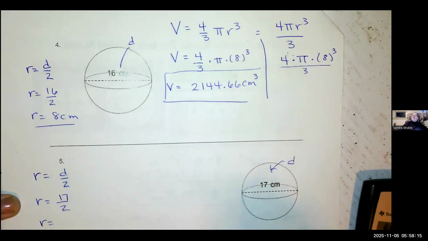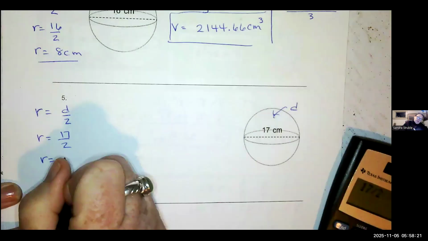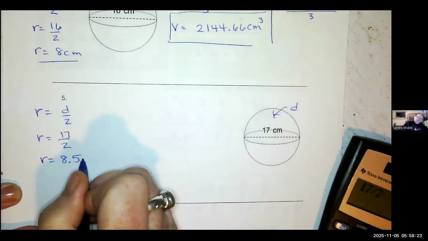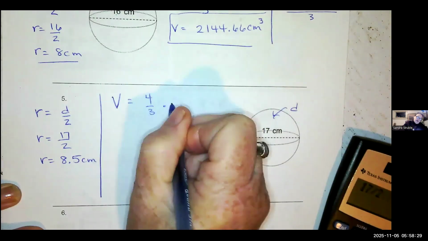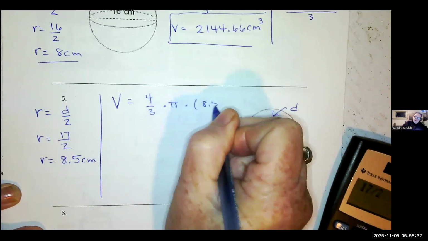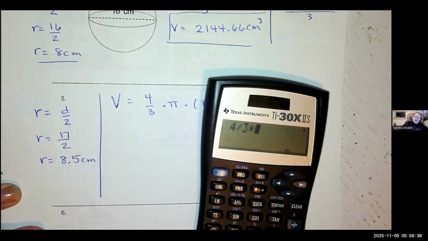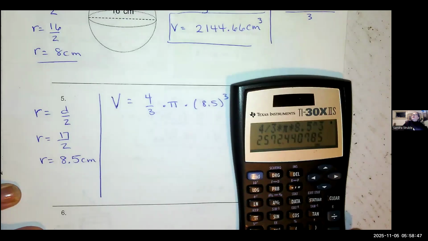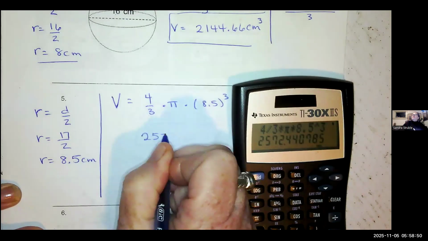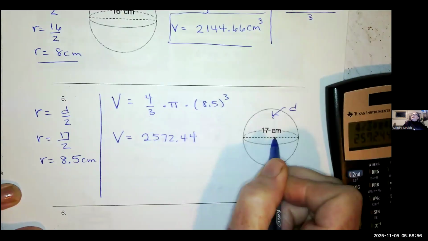17 divided by 2 is 8.5 centimeters. And now we can find the volume. 4/3 times pi times 8.5, and we're going to cube that. So 4/3 times pi times 8.5 caret 3 equals 2,572.44. And then our unit is centimeters, and with volume, it has to be cubed.